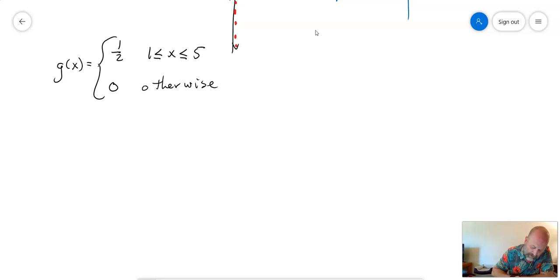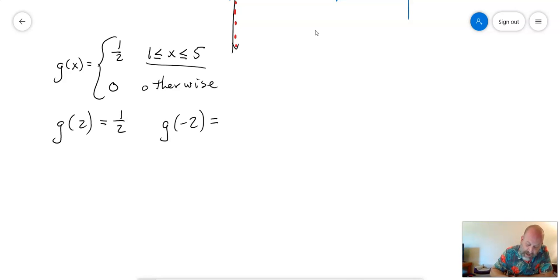So if I look at a few of these values, let's say I want to compute g of 2. Well, 2 falls between 1 and 5, so that means it's equal to 1/2. But let's say I want g of -2. -2 does not fall in that interval right there. And so that means it falls in the otherwise category, which means it's equal to 0. So anything that's inside that interval, it's equal to 1/2, and then everything else has been zeroed out.